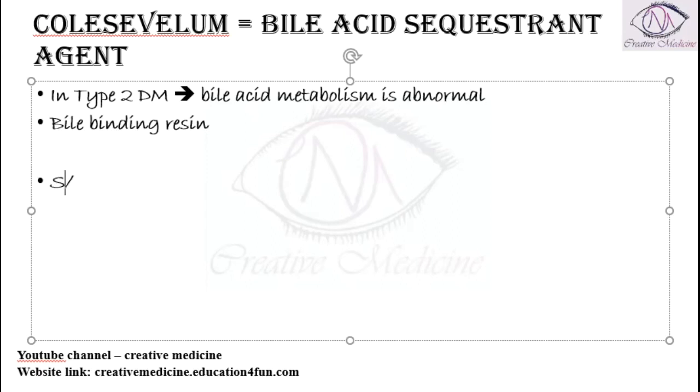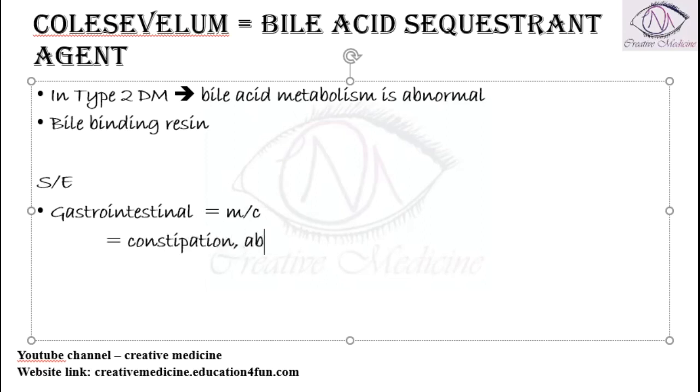The common side effect of colesevelam is that it can cause gastrointestinal side effects most commonly. So, what are the gastrointestinal side effects? It can result in constipation, abdominal pain, and nausea. It can also increase the plasma triglyceride levels.